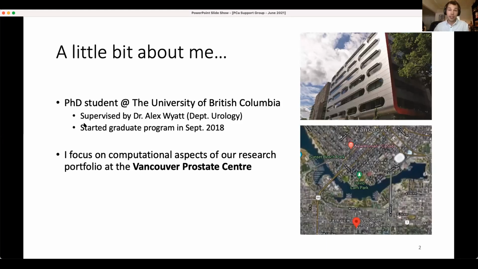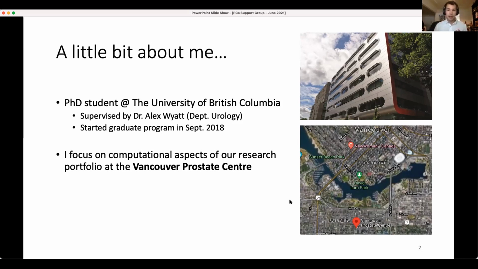So first things first, a little bit about who I am. I'm a PhD student at the University of British Columbia, and I work in the lab of Dr. Alexander Wyatt. Alexander Wyatt is an assistant professor with the UBC Department of Urology. I began my PhD program in September 2018, and I work in this building here on the upper right-hand corner. So this is the Vancouver Prostate Centre, and we're located right next to Vancouver General Hospital in Vancouver.